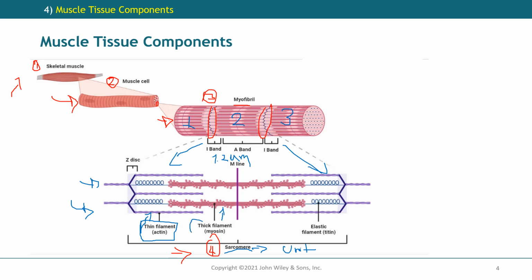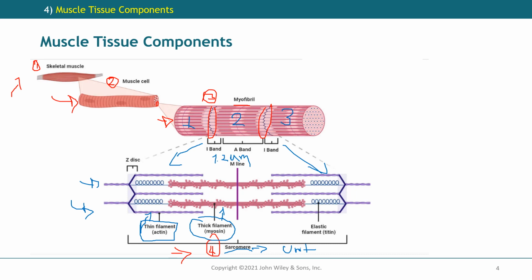So these ones are the thick filaments that are myosin. Actin and myosin, accompanied by other proteins, are the unit that produces muscle contraction. Okay, so I hope that you took notes.